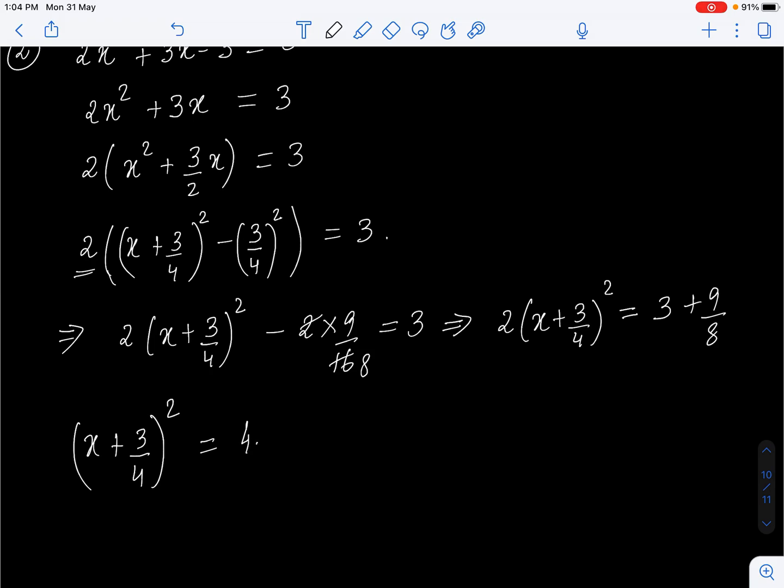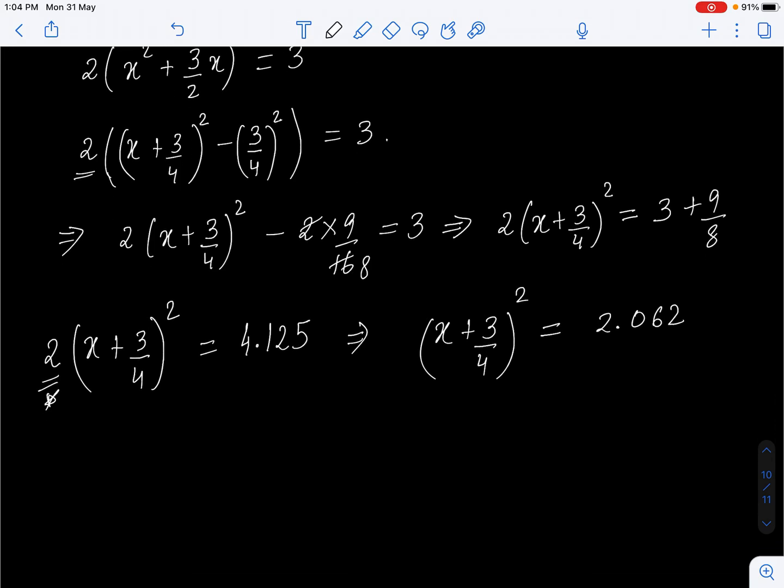So plus 3 will give you 4.125. And we have a 2 here. So next step, I will divide this by 2. And I will get (x plus 3/4) whole square is equal to... I am dividing this by 2 because we have 2 here.